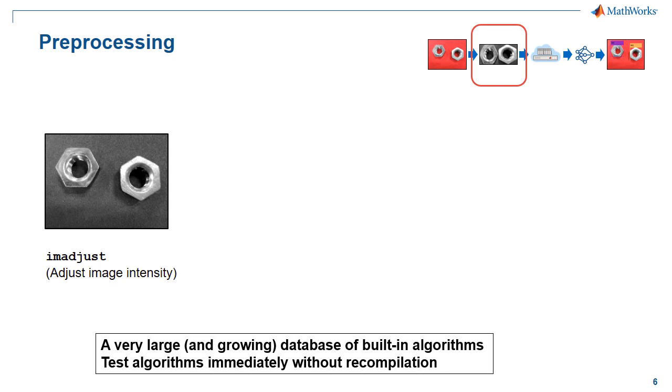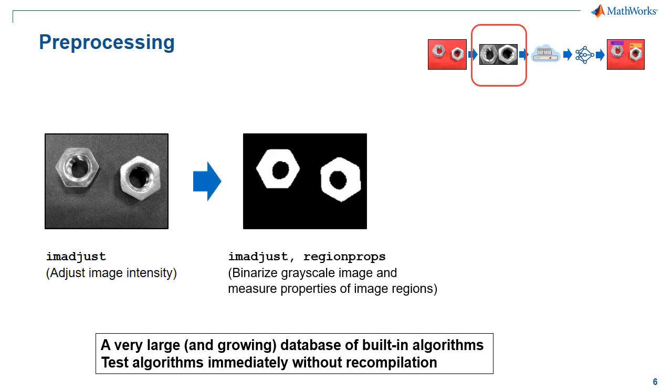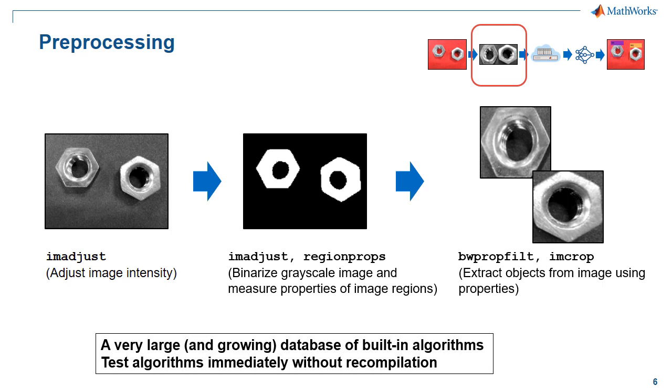And in addition to all these interactive tools, I mentioned all the different functions that you can run. So here are a couple of different examples. For example, we can run imadjust in order to adjust the image intensity. From there, we can run regionprops to binarize these grayscale images and measure the properties of the image regions. And from there, we can use bwpropfilt, for example, and imcrop in order to extract the two different objects from this image using the properties we found in the previous step. So we can, at the end, really arrive at two sets of images.